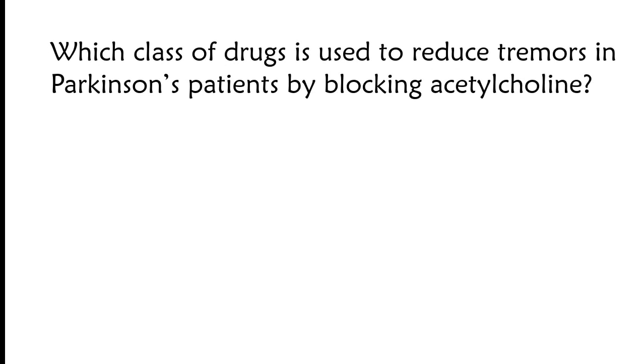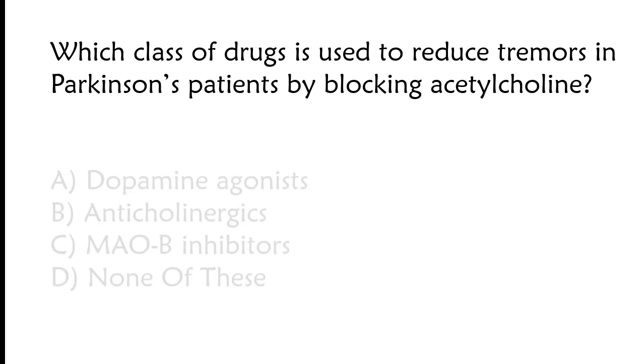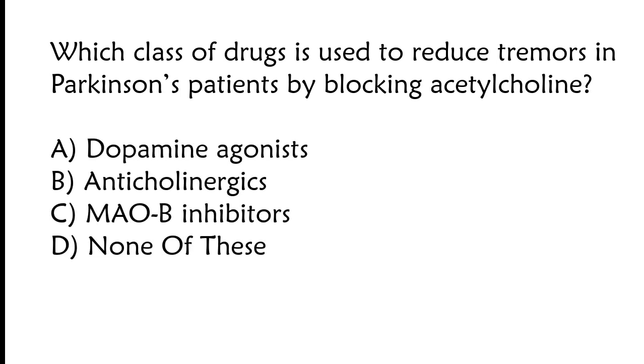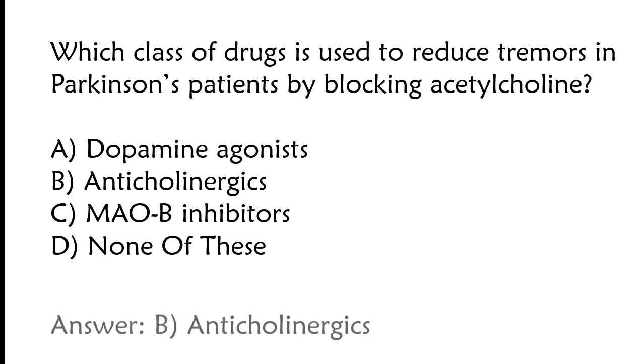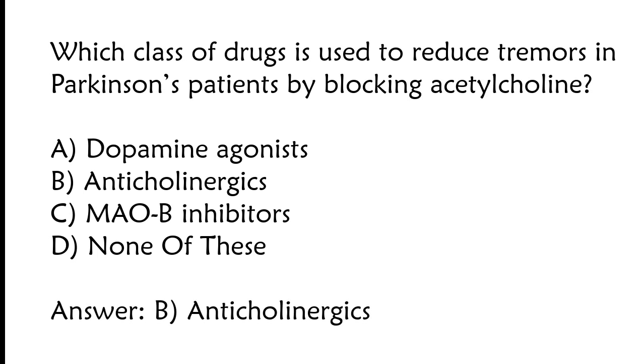Which class of drugs is used to reduce tremors in Parkinson patients by blocking acetylcholine? Dopamine agonist, anticholinergics, MAO-B inhibitors, none of these. The correct answer is option B. Anticholinergics are used to reduce tremors in Parkinson patients by blocking acetylcholine.